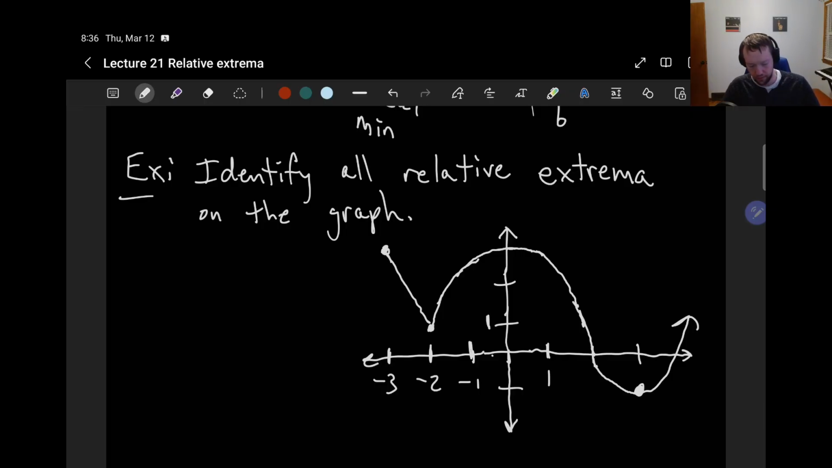Well, I'd say this one stands out to me. You can make a little neighborhood here, open interval. And within that open interval, this is the low point right here. So that's a local minimum. So let's say, maybe I'll write it over here. We have a relative minimum, I'm abbreviating.